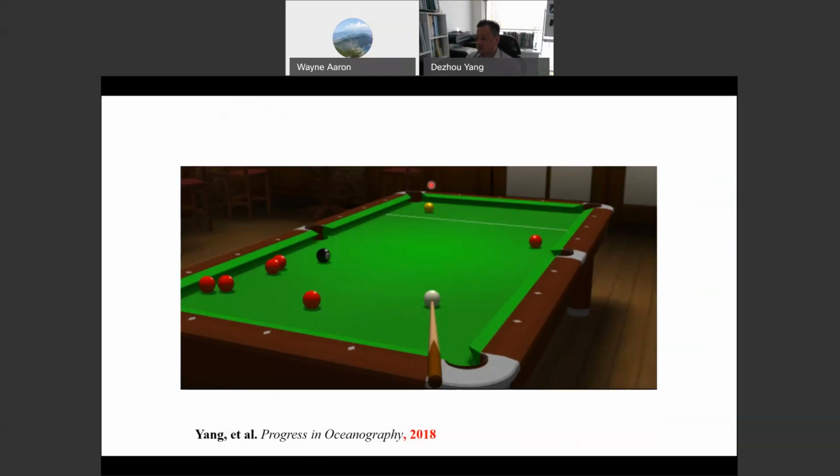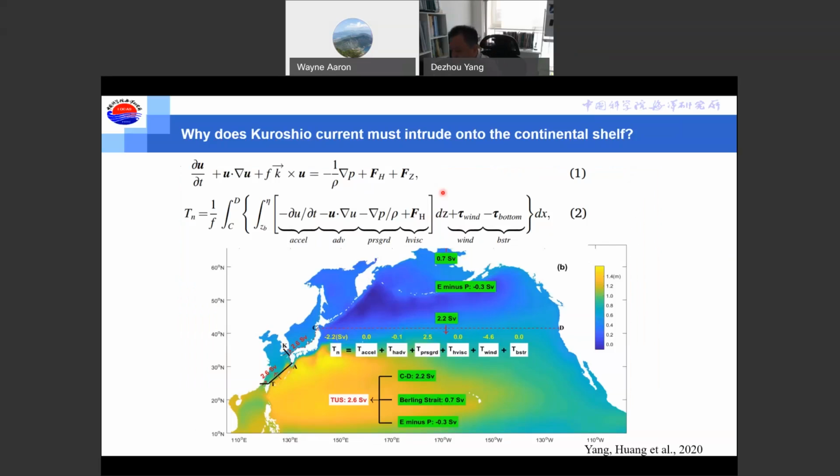This mechanism can be shown by a table game. If the mainstream of the Kuroshio current meets the shelf break, the edge, at this point, the branch current will be like this. But if the mainstream of the Kuroshio current meets the shelf break at a different point, the branch current is also different. So it's a very interesting mechanism.